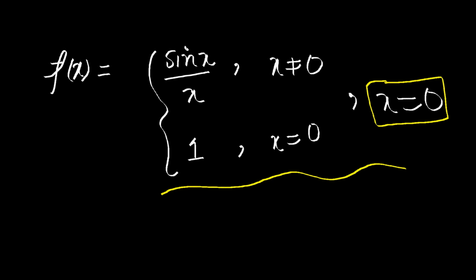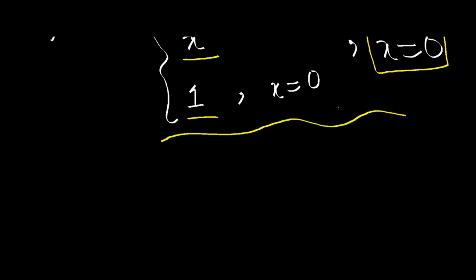So in this video, I'm going to find the continuity of this given function, which is a compound function, because there are two equations, this one and the other one. I'm going to find the continuity of this compound function at this given point, which is x equals 0. There are three steps to find the continuity of any function.